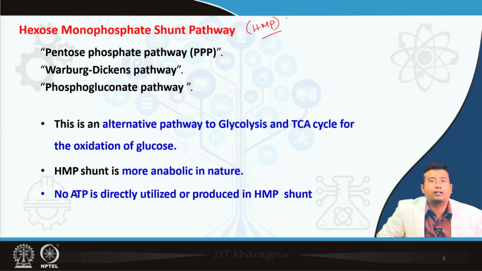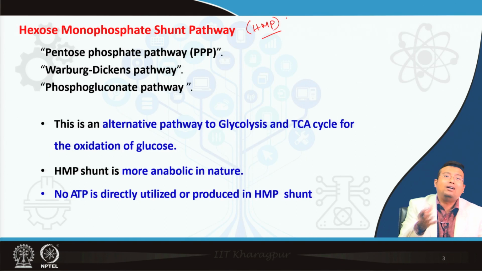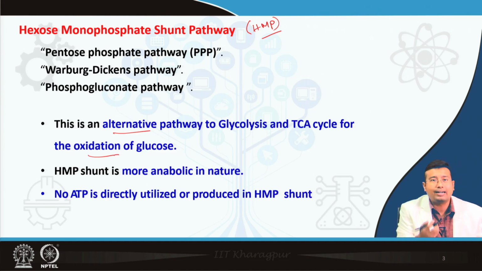We have already learned about glycolysis and tricarboxylic acid cycle that does oxidation of glucose. Well, this is an alternative pathway to glycolysis and TCA cycle for oxidation of glucose. Mind it, the keywords: alternative and oxidation of glucose.